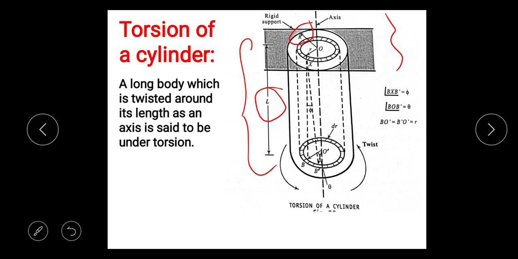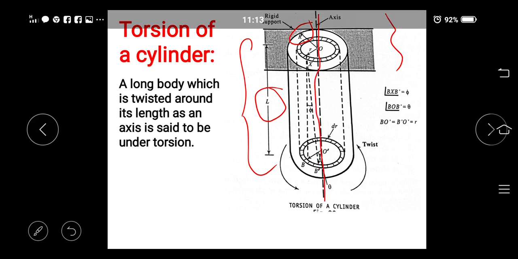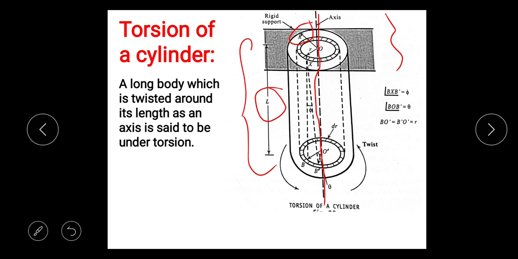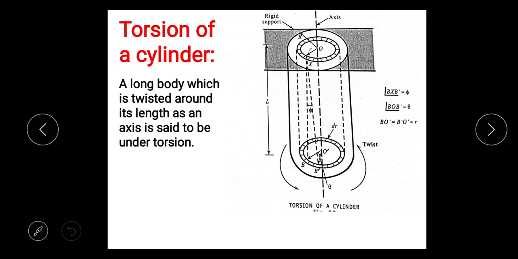Let O dash be its axis. So O dash is its axis. So this is about the geometry of the diagram.